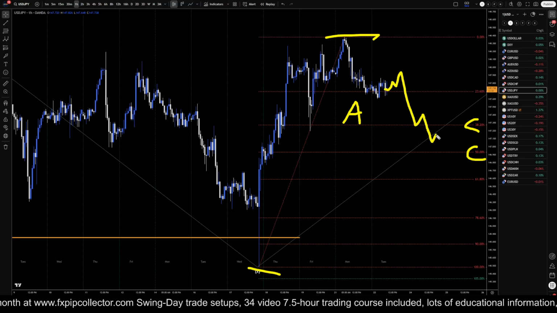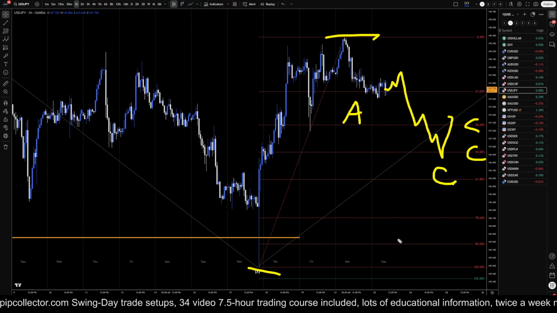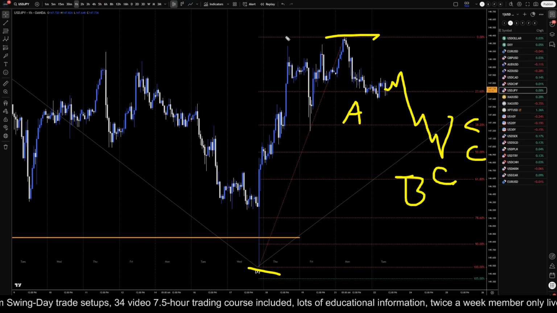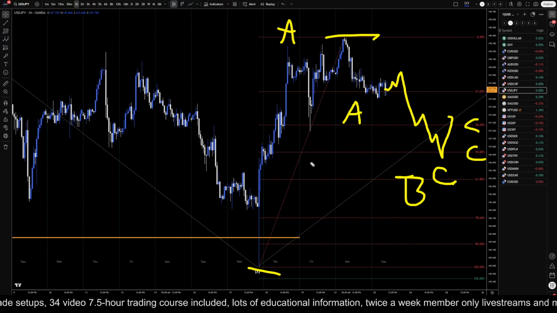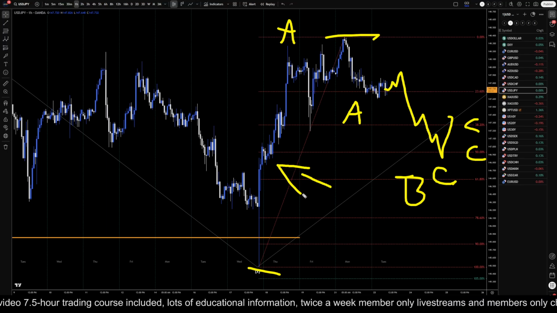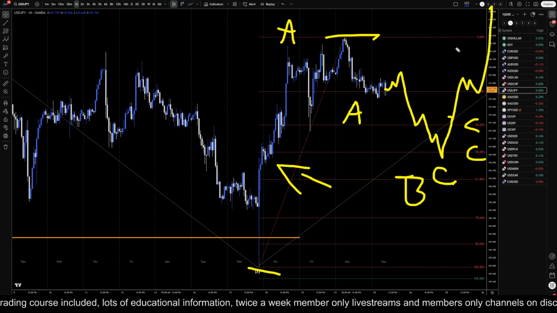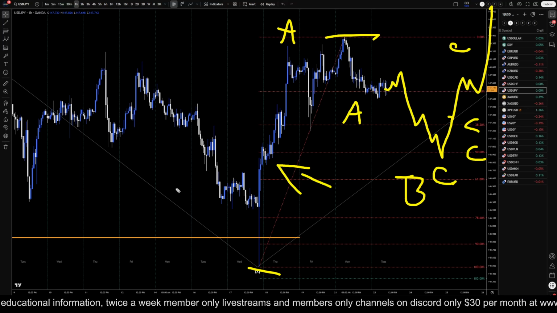maybe end up doing something along these lines for the end of an ABC correction, which hopefully is the end of a wave B and the beginning of a new impulsive move up, which would be very similar to this impulsive move for the beginning of a wave C. Like I said, most likely an ABC of wave Z.